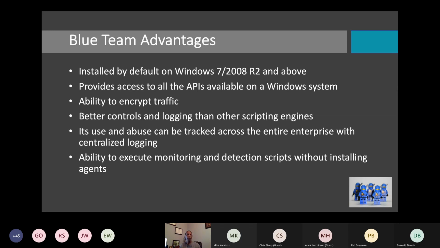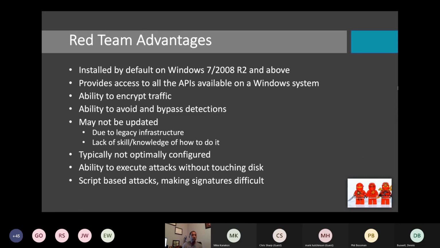I have some logging and controls that I can use, a lot more than other scripting engines. Now, that's going to vary based upon version of PowerShell, of course. And I have the ability to do some monitoring and some detection, if you will. And I don't necessarily have to install an agent, be it an open source agent or something that my organization may be paying for. I've got a number of things that I can use already built in to the platform. That's great, cool. So now I'm going to take my blue team hat off, and we'll put on the red team hat. Well, what makes it great from a red team perspective?